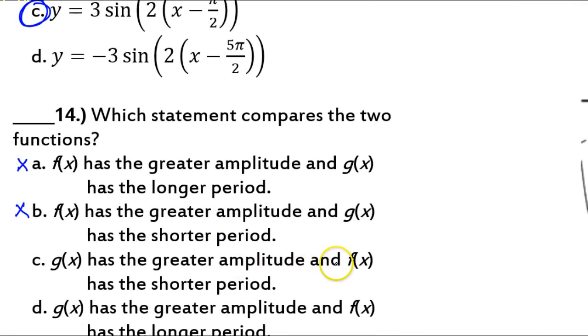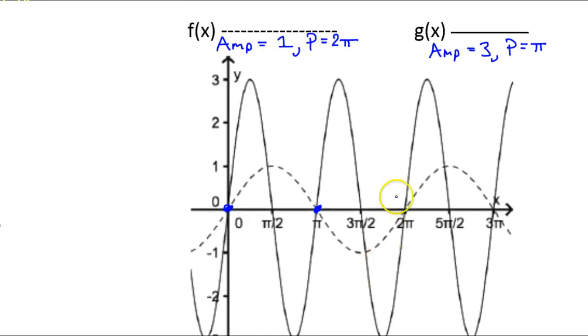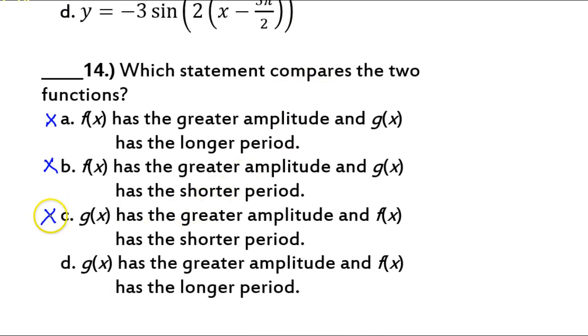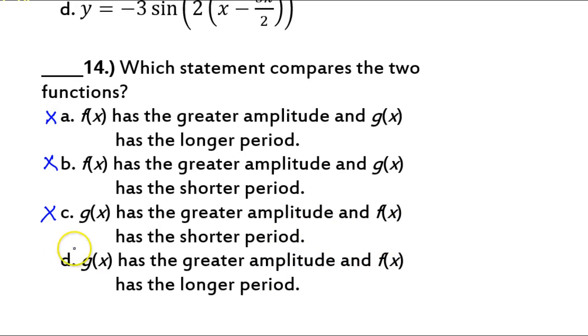What else? And f of x has the shorter period. Well, f of x has a period of 2 pi, whereas g of x has a period of only pi. So f of x does not have a shorter period. So C is not going to be the answer. F of x has a shorter period, false. So it must be this last one. G of x has a greater amplitude, and f of x has the longer period. That is going to be the answer. So the answer is D.